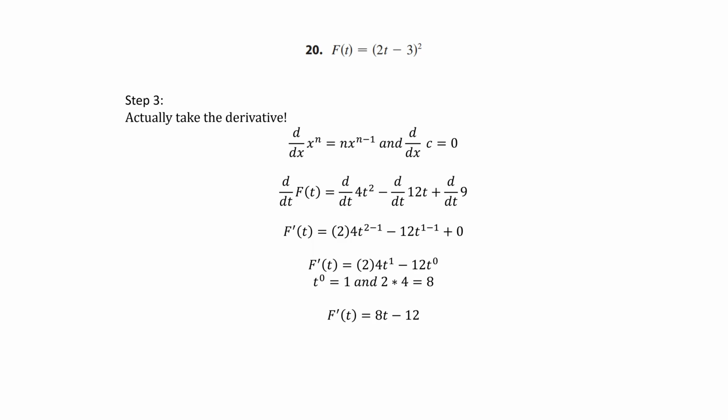So the first term becomes simply 8t, because we don't bother to write the 1. And the second term, because t to the 0 is 1, just becomes 12. And that's how you solve this problem.